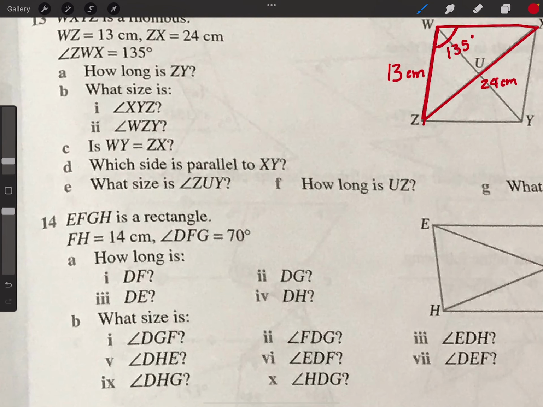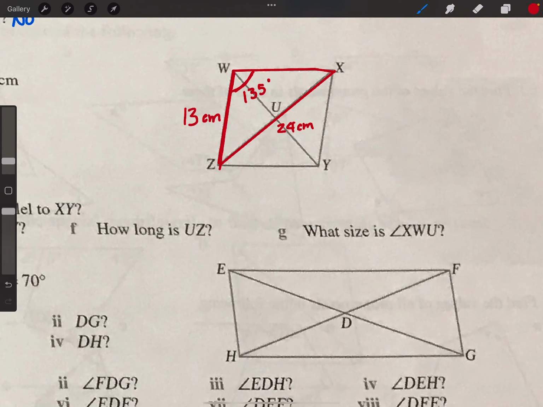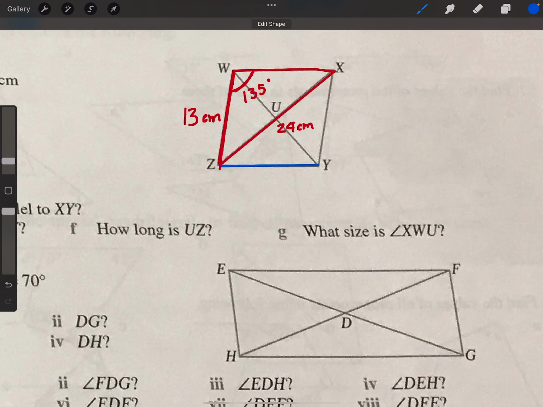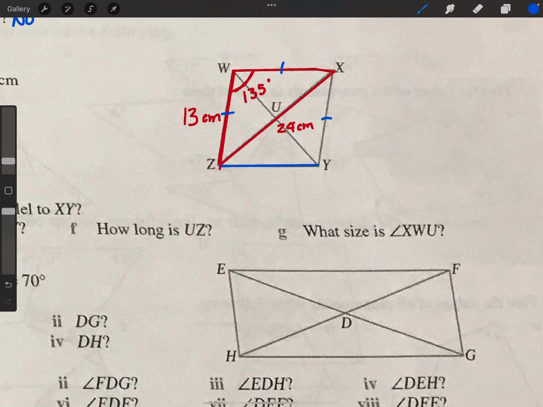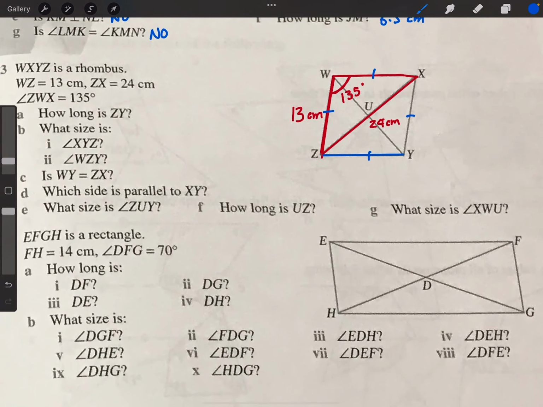How long is ZY? ZY is this one here. How long is this distance? Well, we know that the rhombus has all of the lengths the same. So if this is 13, this must also be 13. So that means ZY must be 13 centimeters.